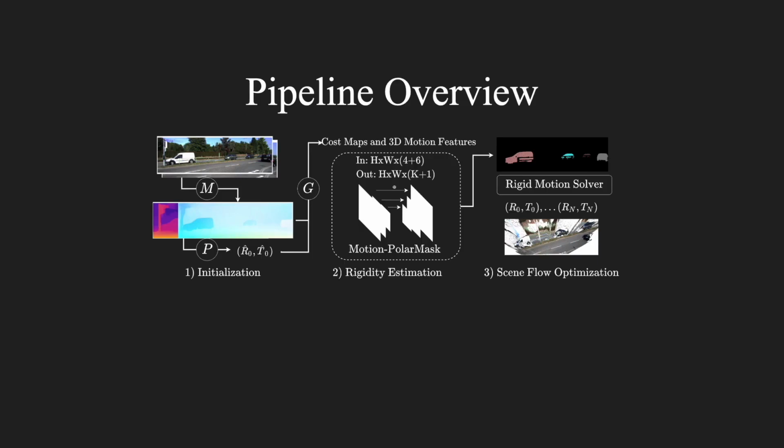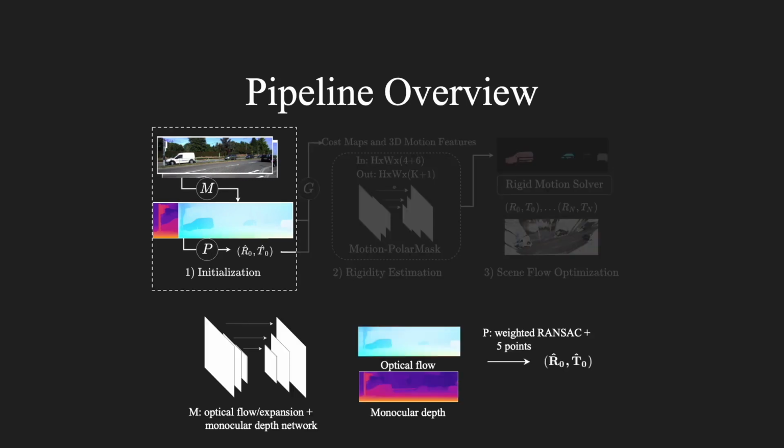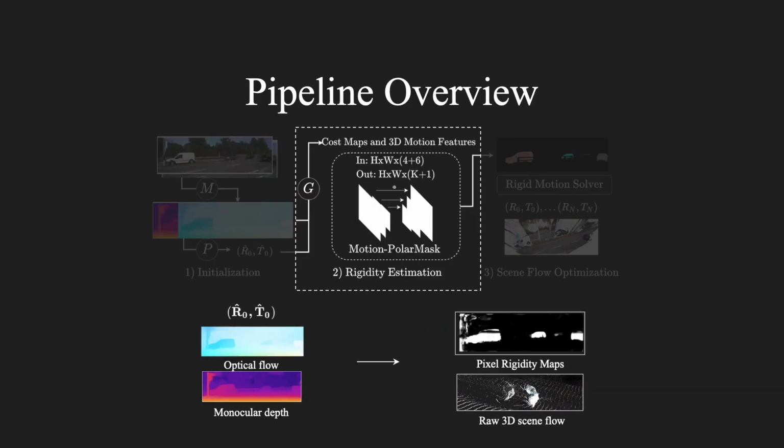Notably, our architecture does not make use of appearance cues, but instead makes use of motion and depth inputs computed with off-the-shelf networks. Our architecture has three main steps. First, camera motion is estimated from optical flow using a differentiable variant of the 5-point algorithm. Then we compute estimates of pixel rigidity according to the estimated camera motion and 3D scene flow.